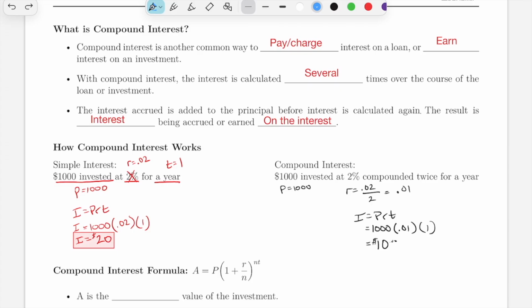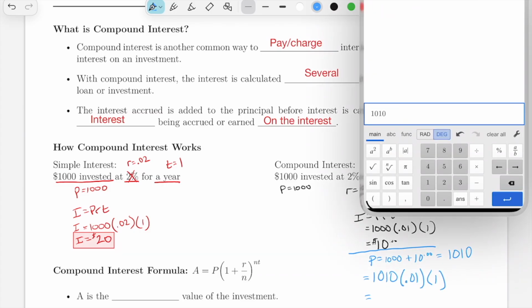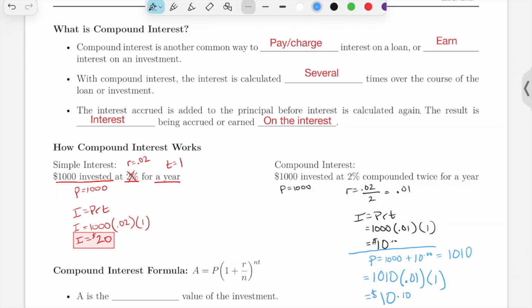But this is where it gets a little bit interesting, because after 6 months, the bank puts that into your account, and now your new principal is not 1,000, but your new principal is actually going to be the original 1,000 that you had in there, plus that $10 that they gave you for interest. That's $1,010. So let's use this $1,010 as our new P. Notice this time we get more than $10.